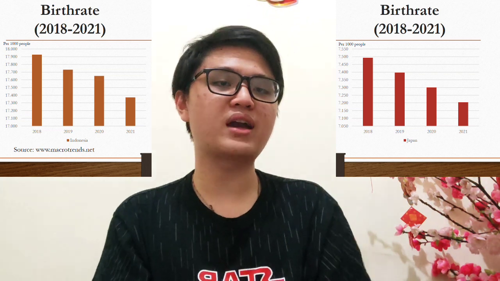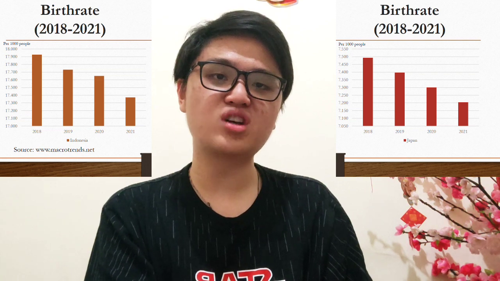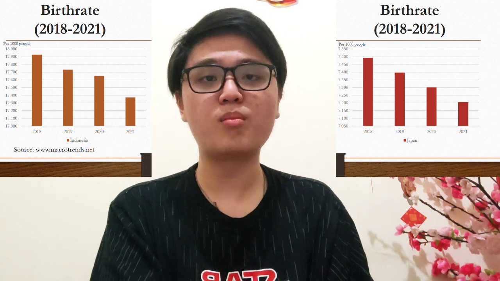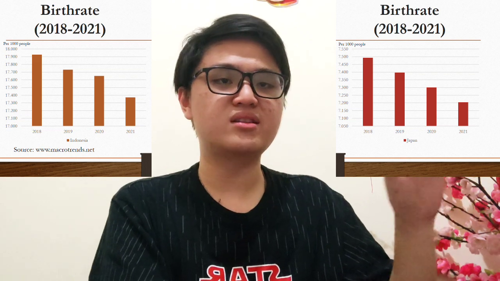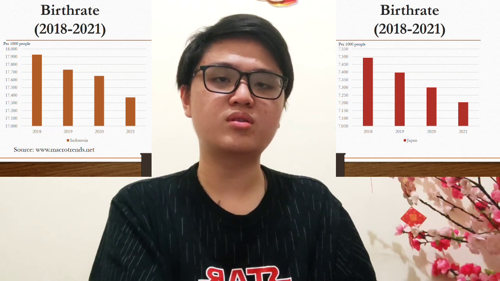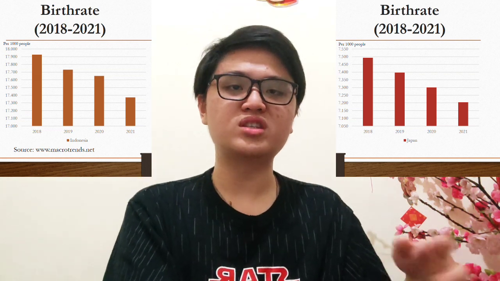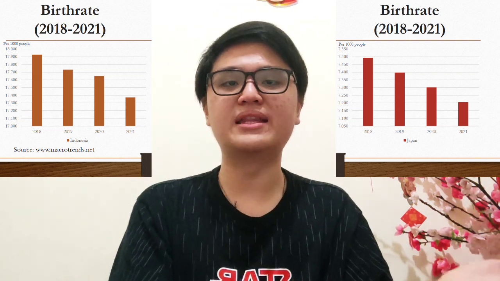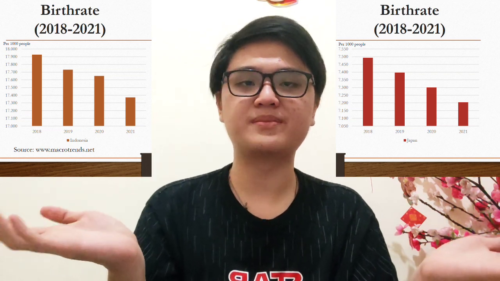And now let's take a look at the Japan bar graph. When we see the Japan bar graph, there is not much difference in the decrease of birth rates in each year. So they are decreasing in a stable way. So this is the difference between the bar graph of Japan and the bar graph of Indonesia. So let's go to the final aspect, the population by age.